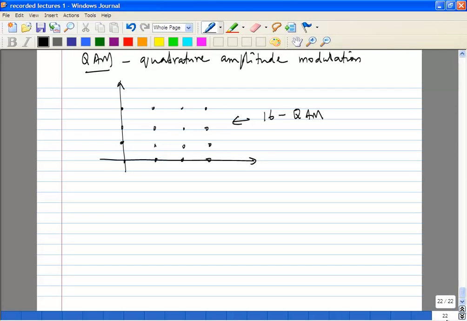So for this class we'll stop here and continue in the next class. In the next class we'll look at S parameters and resonant circuits.